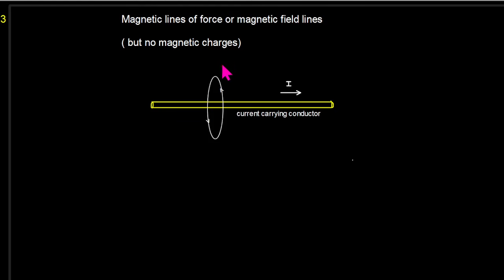Similarly, for the magnetic lines of force, or magnetic field lines, there are no magnetic charges. If you have any current carrying conductor, then these lines will be generated and they encircle the conductor. Okay, this is the basic concept about the magnetic field line and the electric field line.